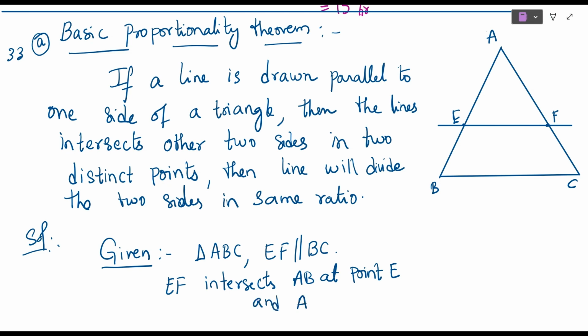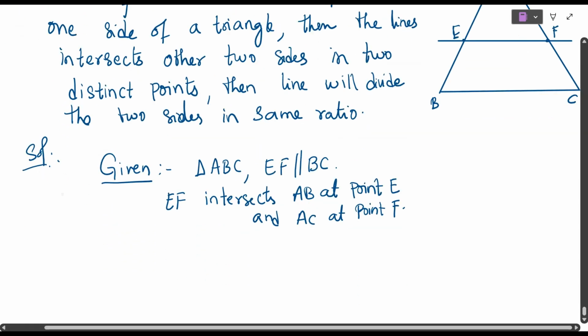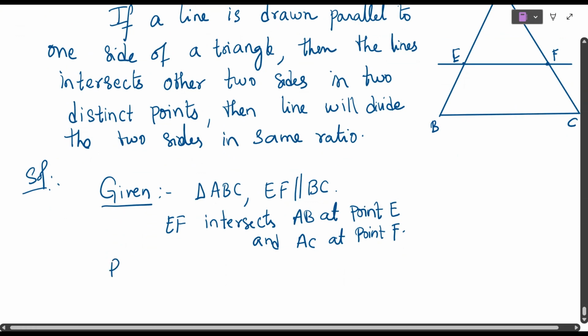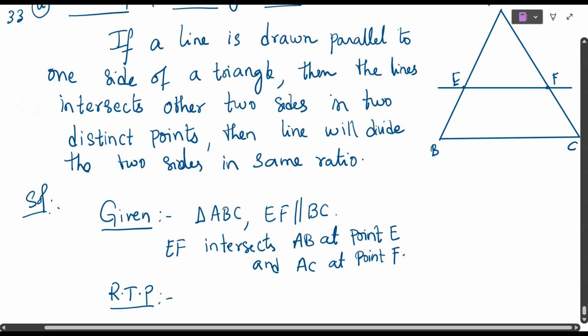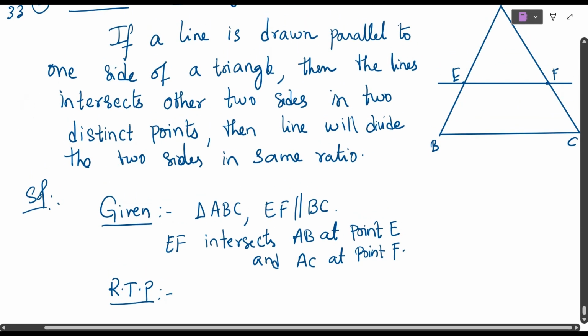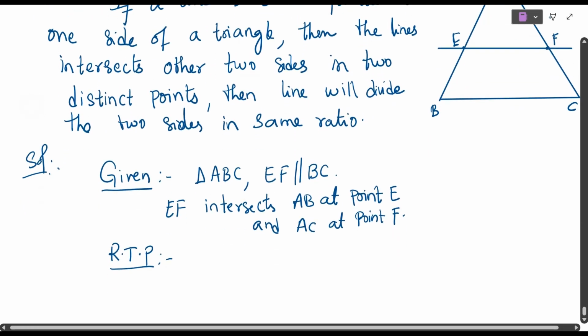AC at point F. Understood, students? This is the given part. Okay. So what is required to prove here? The presentation should be like this only. Required to prove is, these two lines are divided in the same ratio, meaning AE by EB. Ratio means nothing but fraction, right? So AE by EB will be equal to AF by FC.